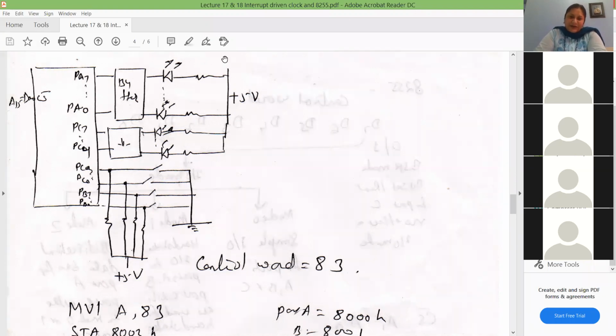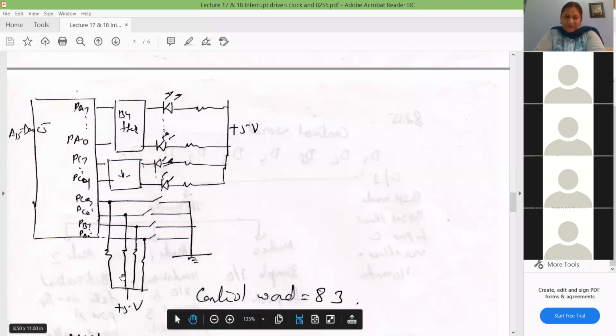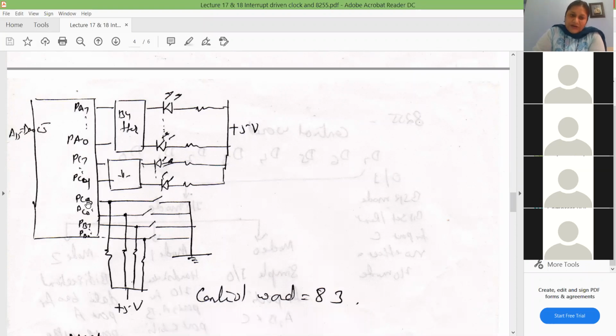But my hardware is connected such that when I put 0 on this particular pin, then the LED will glow, because the anode is getting +5, so the cathode should get 0 to glow this LED. And when my switch is on, 0 will be available on the port pin, and when my switch is off, it is disconnected, so +5 volt, that is logic 1, will be available on the port pin.